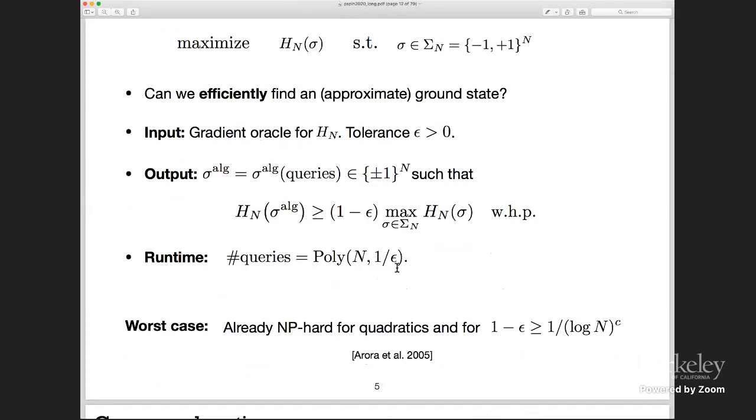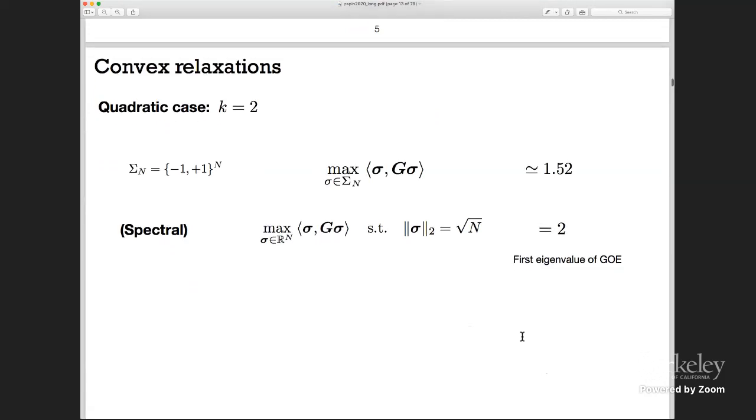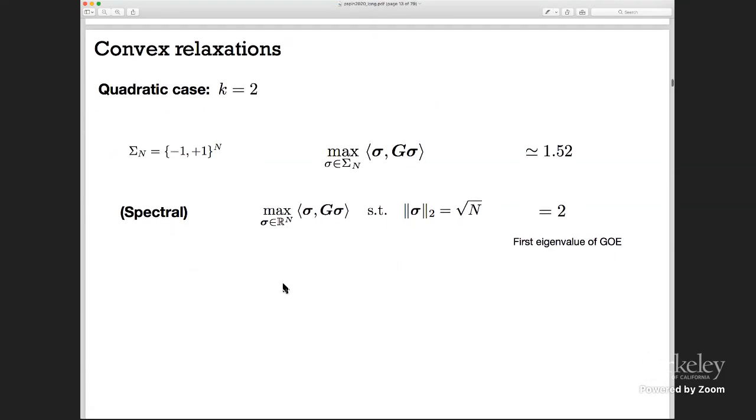Okay, so in general, if I don't assume anything, then this problem is already NP-hard. If I don't assume that my function H is random, already for quadratic it's NP-hard, and it's NP-hard even for very bad approximation ratios. If 1 minus epsilon is of order 1 over log n to some power, this is not feasible. And so in the average case, one can consider convex relaxations.